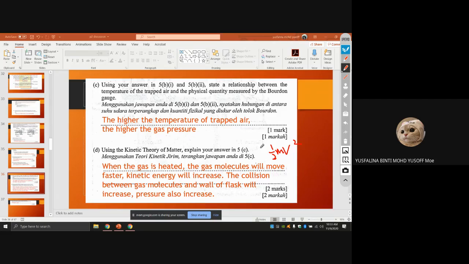I already mentioned so many times that the pressure depends on the rate of collision of the molecules. So if the rate of collision of molecules is higher, the pressure must be higher. So when the air molecules increase in speed, the collision between the container wall and the gas molecules increases, which means the pressure will also be higher. Okay, so that's the explanation. 2 marks.